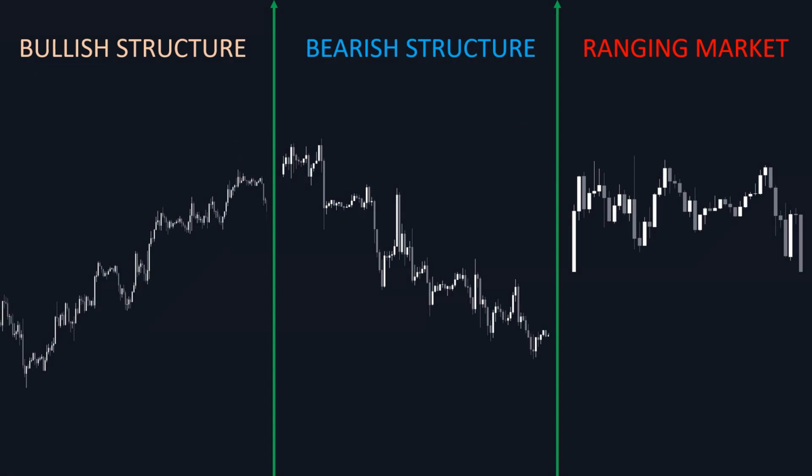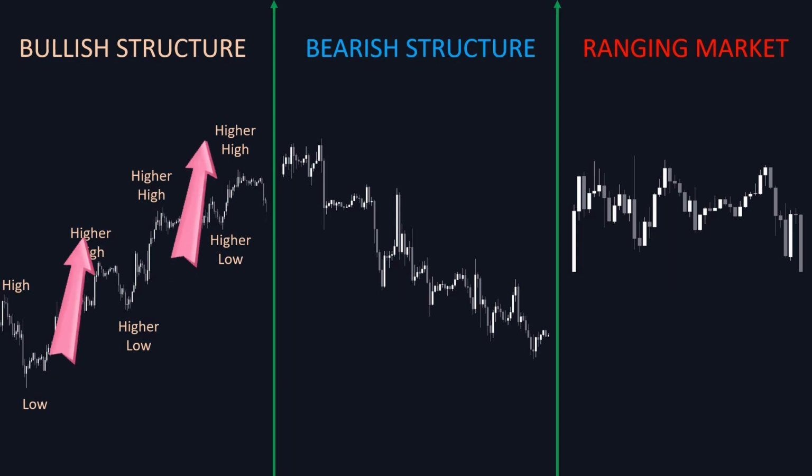Number 1, bullish structure. When the market is making higher highs and higher lows, it indicates a bullish trend. This shows that buyers are in control, consistently pushing prices higher and defending previous lows. It suggests strong demand and a willingness to buy at increasingly higher levels. Traders often look for opportunities to buy during retracements to higher lows, aligning their trades with the prevailing upward momentum.